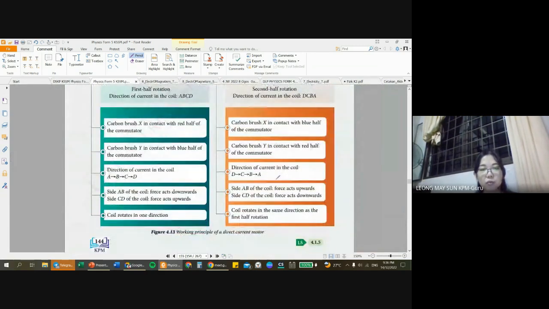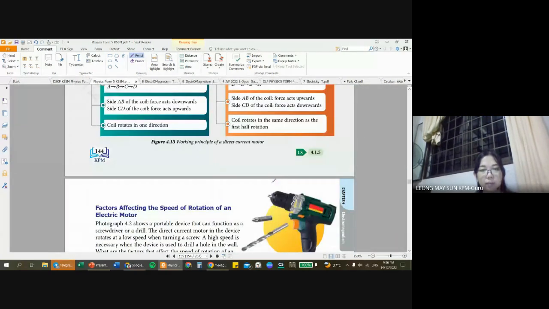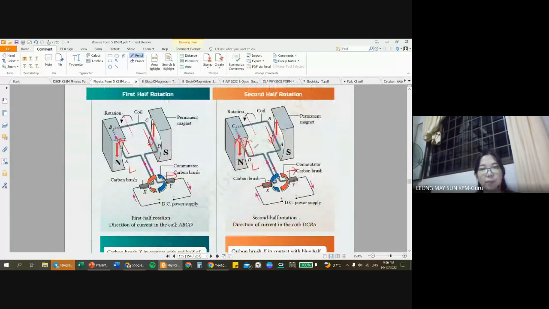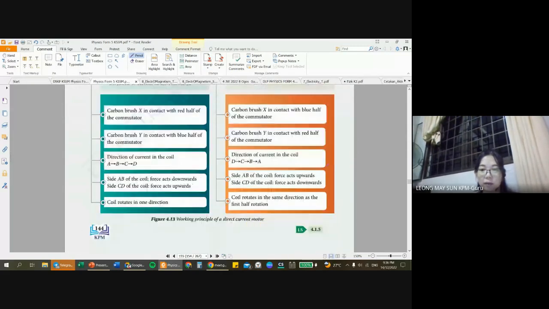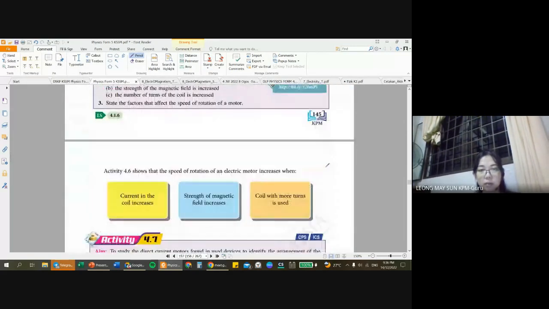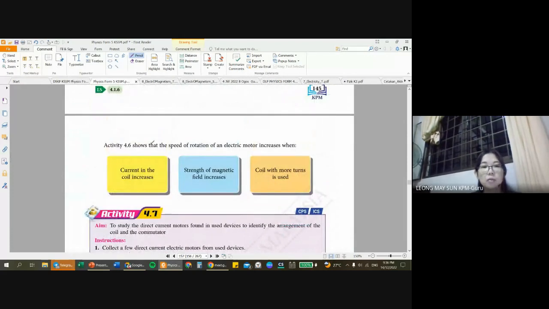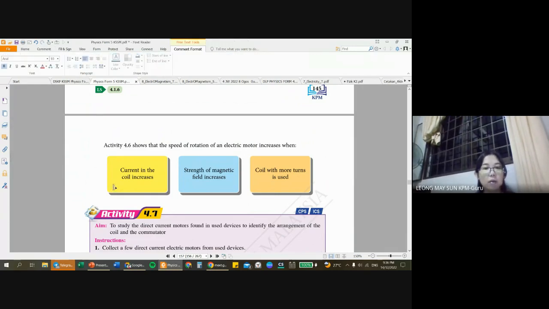How are we going to increase the turning effect? All right. So if we want to make this turn faster, okay, let's see if there is anything inside the notes. Okay, yes, there is. So how are you going to increase? You increase the current in the coil. All right. So if you increase the current in the coil, you actually increase the magnetic field strength.